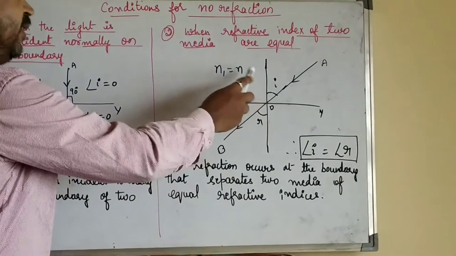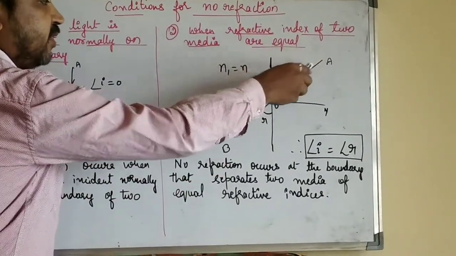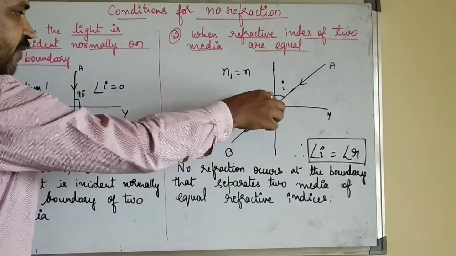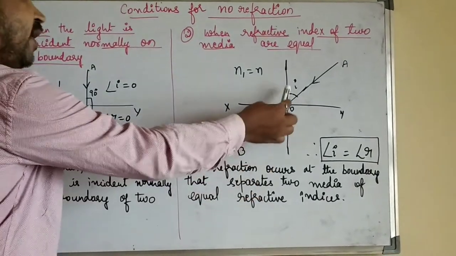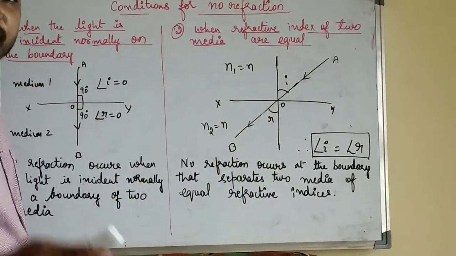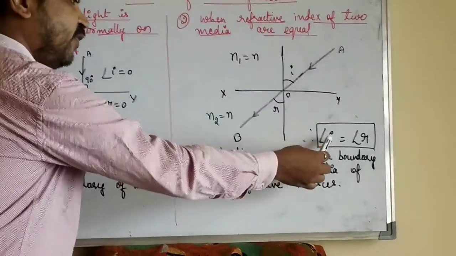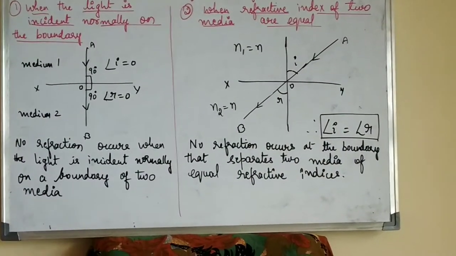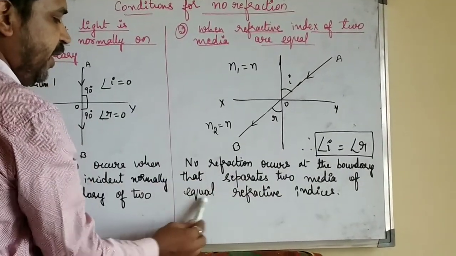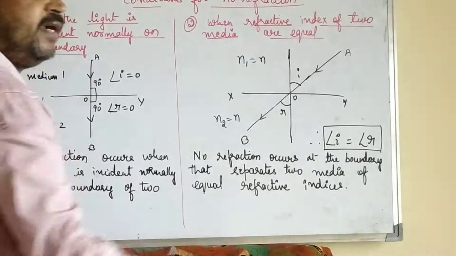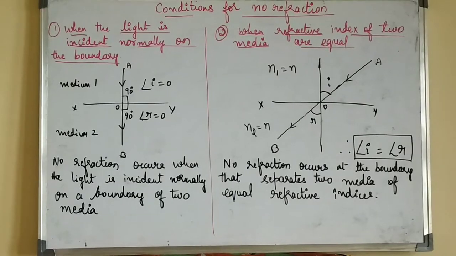So, when the two media have the same refractive index, whatever path the incident ray is following, the refracted ray is also following the same path in the denser medium, which means the angle of incidence is equal to the angle of refraction, as vertically opposite angles. So no refraction occurs at the boundary that separates two media of equal or same refractive indices. Understood? So these are the two cases under which we will not find any refraction.